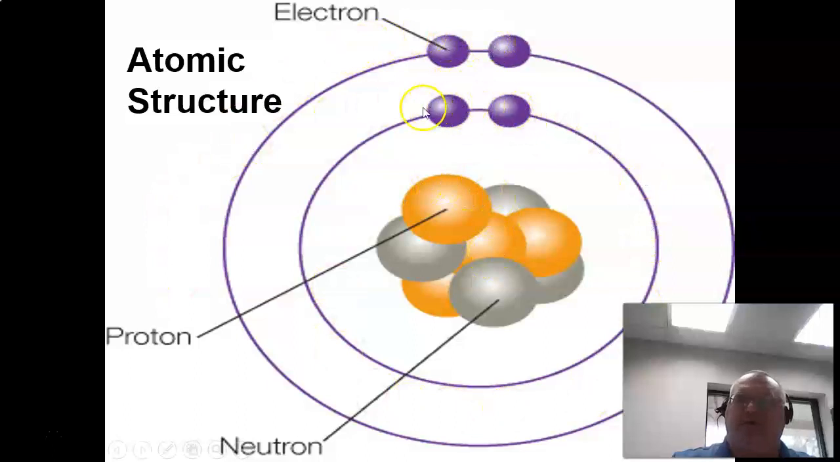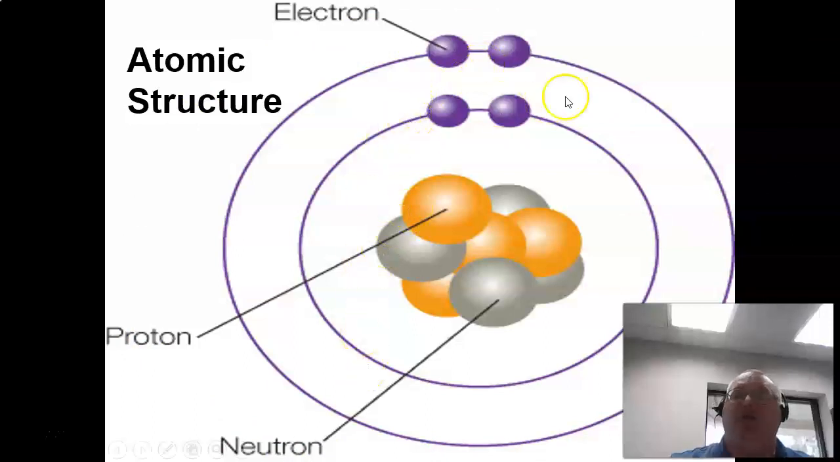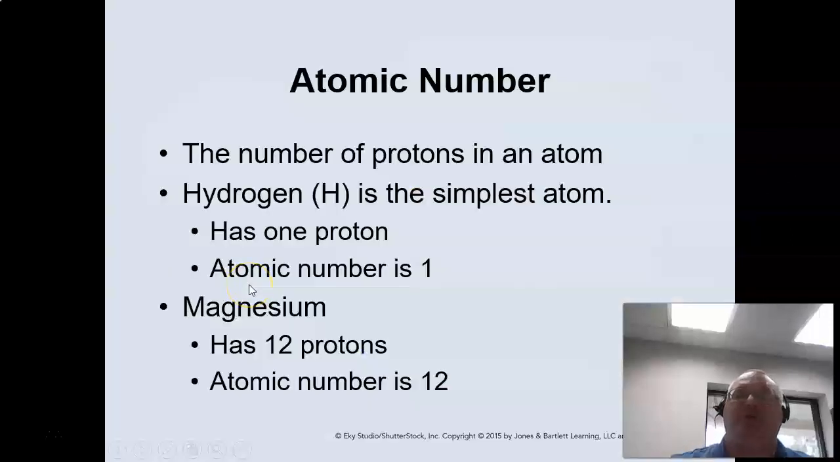Remember our first valence shell, the first one only has 2 electrons. And then as they go out, they have additional electrons. Your second valence shell would have no more than 8. What it's trying to do is fill up those valence shells on the outside so that it becomes stable. Now hydrogen only has 1 proton and its atomic number is 1.